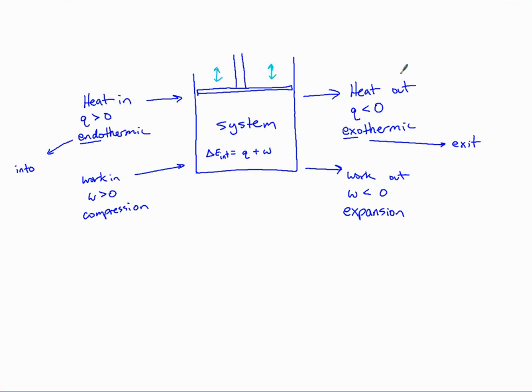The opposite process is if heat flows out of the system. Heat is flowing from the system to the surroundings. You have this Q, which is less than 0, and it is exothermic process. And so I always think exo, exit, heat is leaving the system.